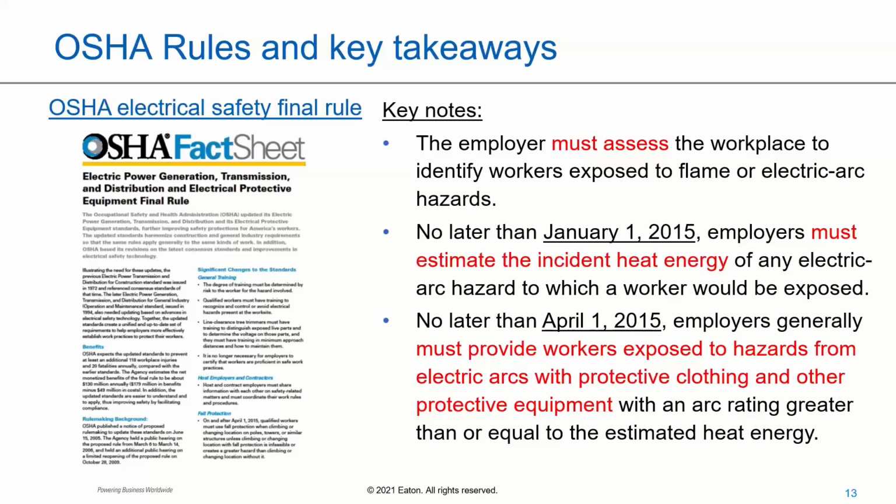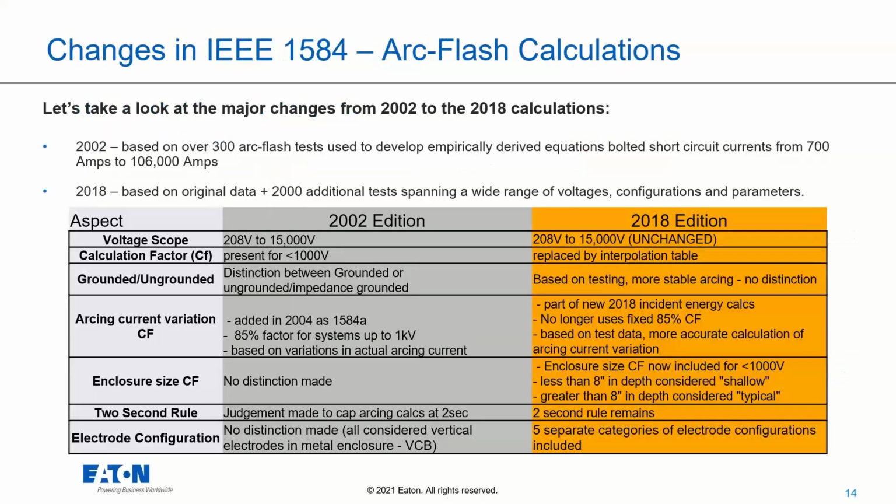And a much better way to address that rather than wearing PPE is to look at how we can actually mitigate these high energy levels altogether and make it a truly safer piece of equipment. So we'll jump into the comparison here of the 2002 edition of IEEE 1584 and then some of the differences in the newer updated version in 2018.